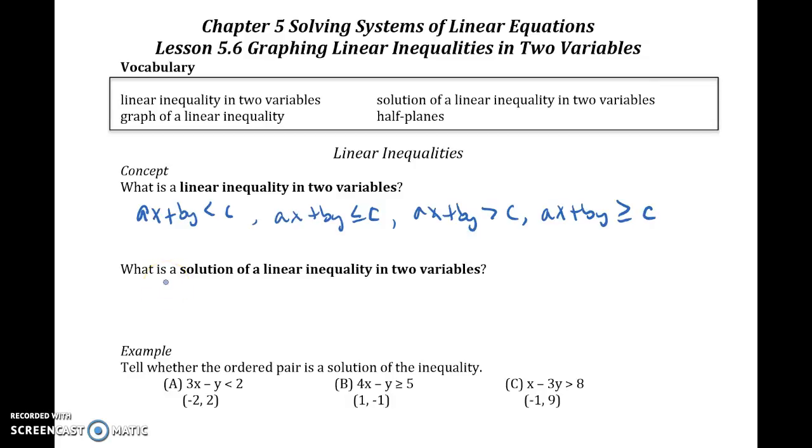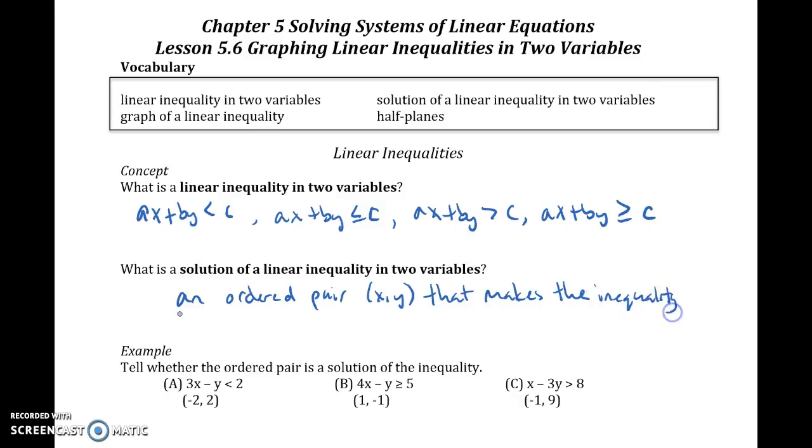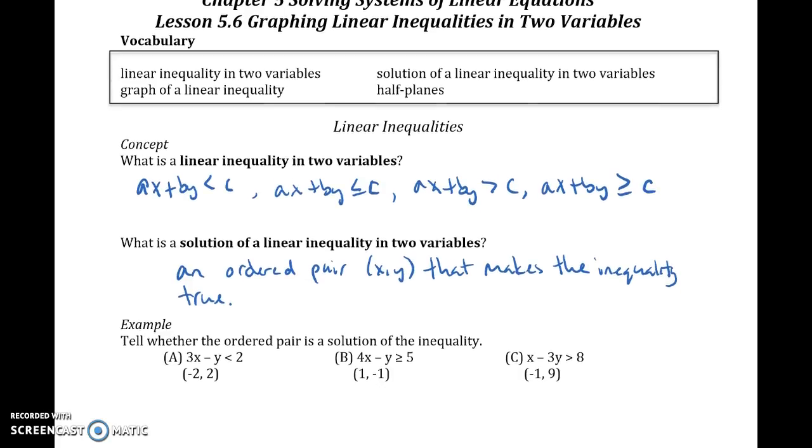So it's, again, an ordered pair, x, y, that makes the inequality true. And what's neat about inequalities is because we're dealing with less than and greater than, we're opening up the field to not just one single point, but it could be a number of points. So we can check the way we did with regular equations, and then when we graph, you're going to see how that changes the way the graph looks.